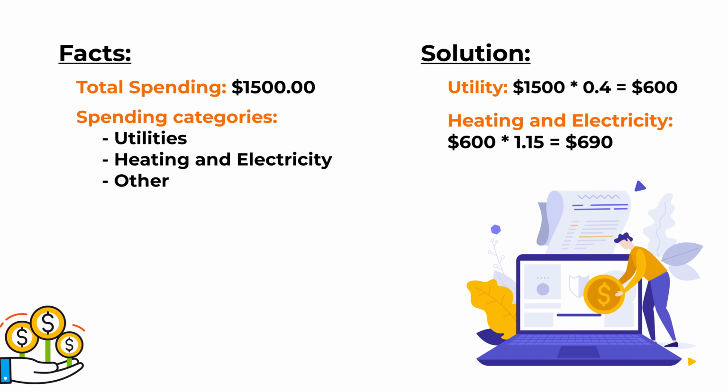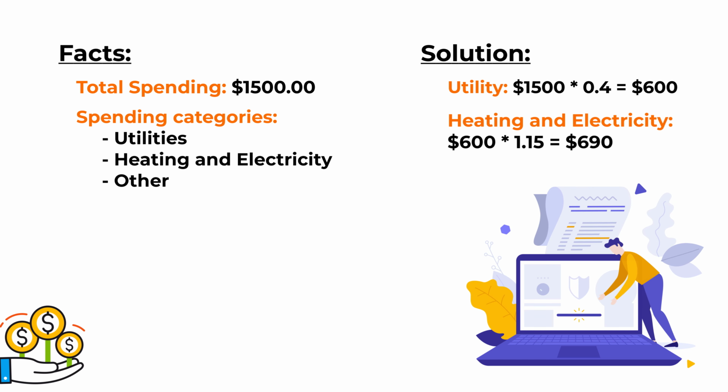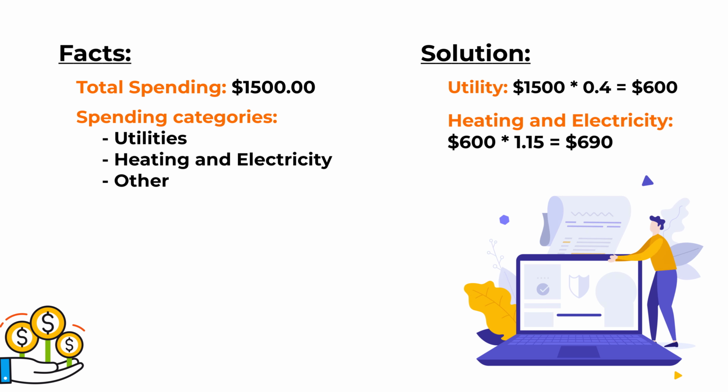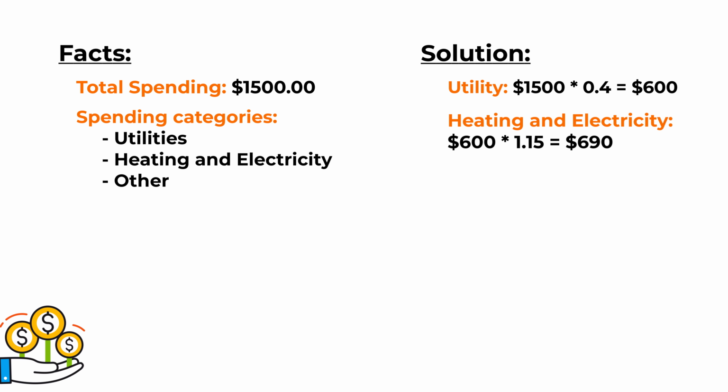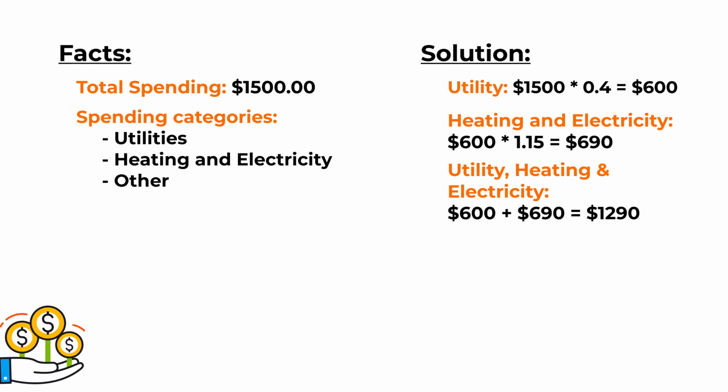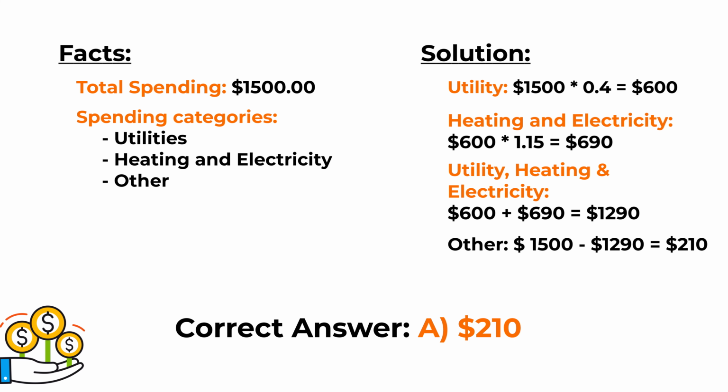The heating and electricity bill is 15% more than utility spending. So to calculate heating and electricity, we need to multiply 600 by 1.15, and the end result of this would be $690. To calculate utility, heating and electricity spending together, we need to add 600 and $690, and the end result of this calculation will be $1,290. So the other spending category would be calculated as a subtraction of $1,290 from $1,500 and would be equal to $210. So the correct answer here is choice A, $210.